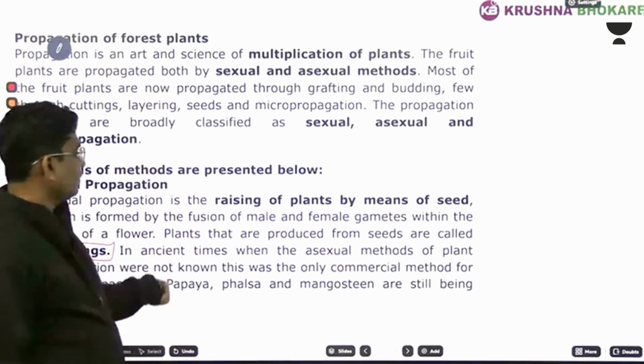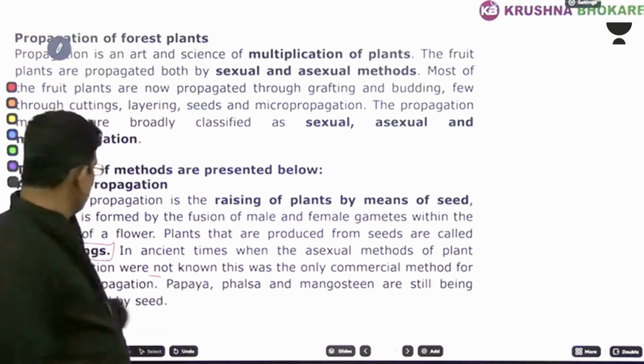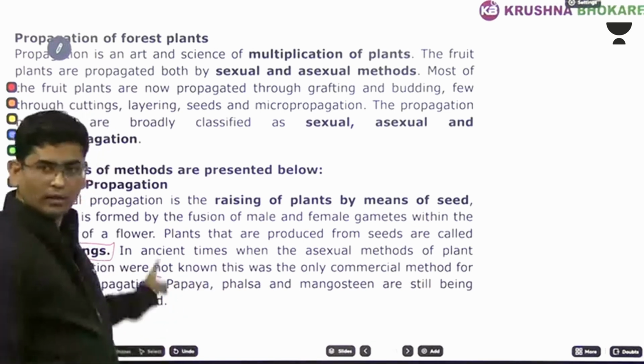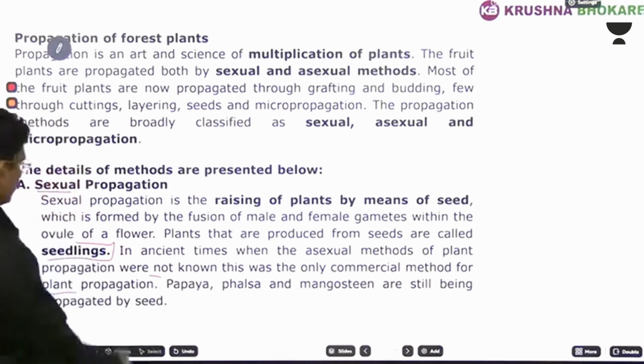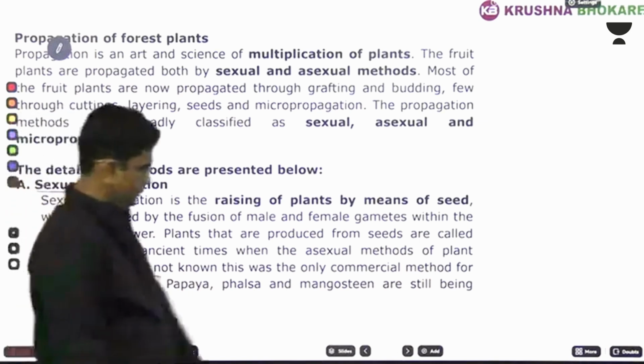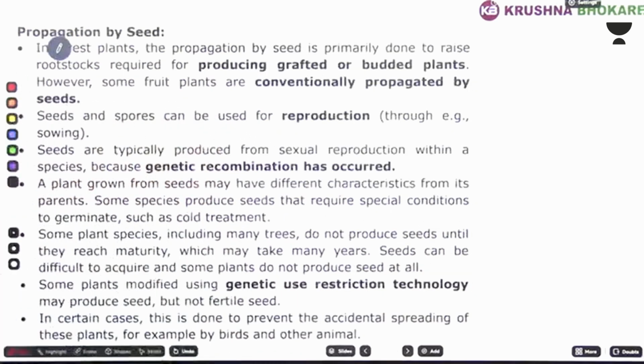In ancient times, when asexual methods of plant propagation were not known, the only commercial method was propagation by seeds. Papaya, falsa and mangosteen are still being propagated by seeds. So now we will see this method in detail. In forest plants, propagation by seed is primarily done. Why are they doing propagation by seeds? What is the reason?